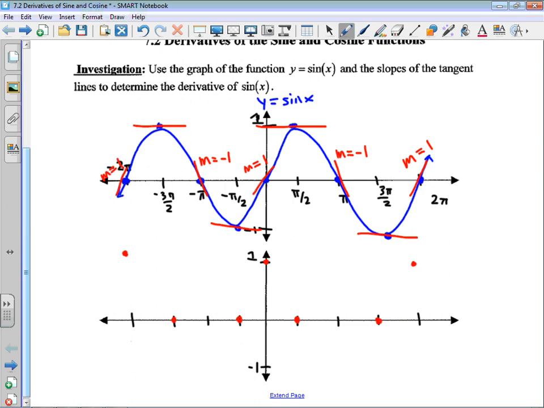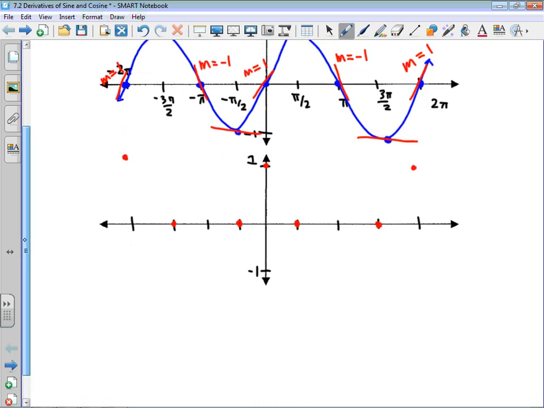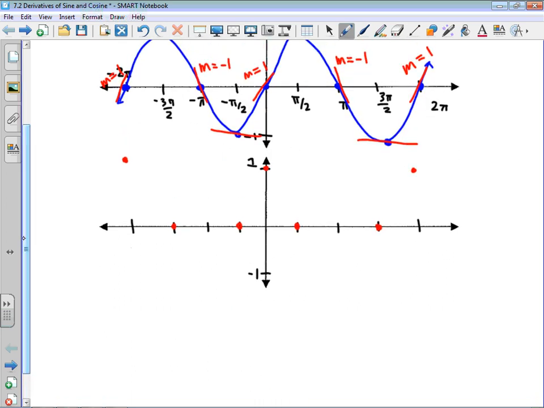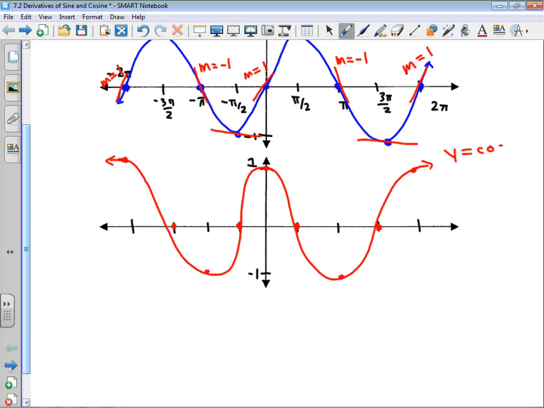Well, knowing where my slope is negative 1, again, we can fill that in. It's negative 1 at this point. It's negative 1 at this point. And if I connect those dots, what I get is this graph. Now, this may not look familiar to you depending on how much you remember trigonometry, but that graph in red is actually y equals cos x.